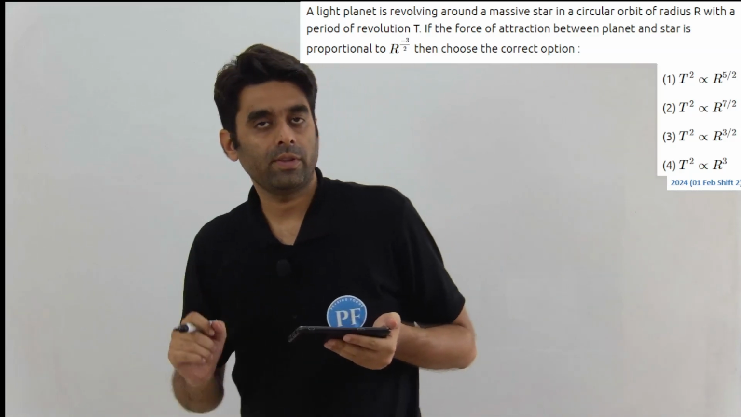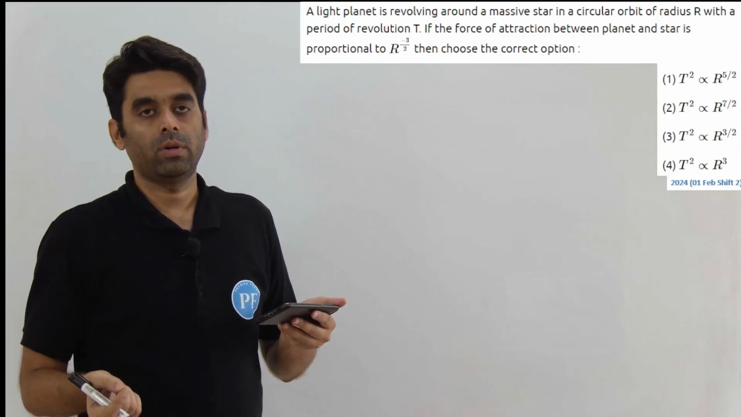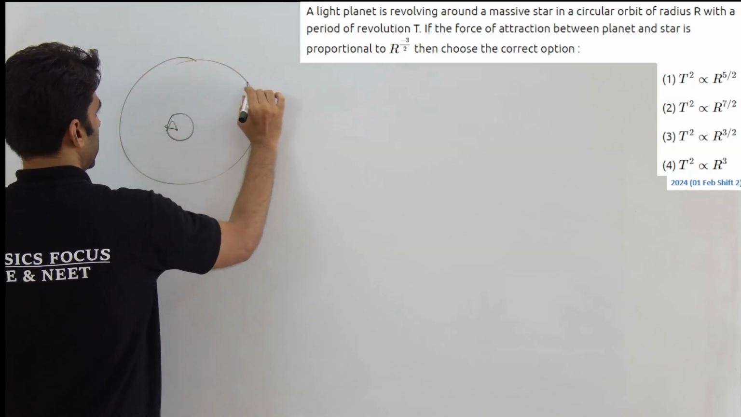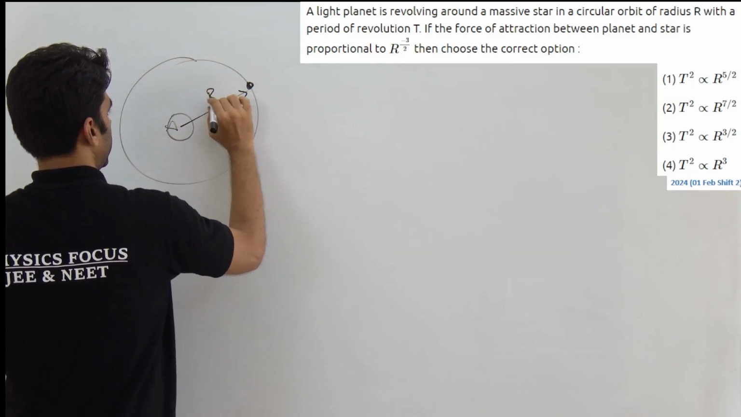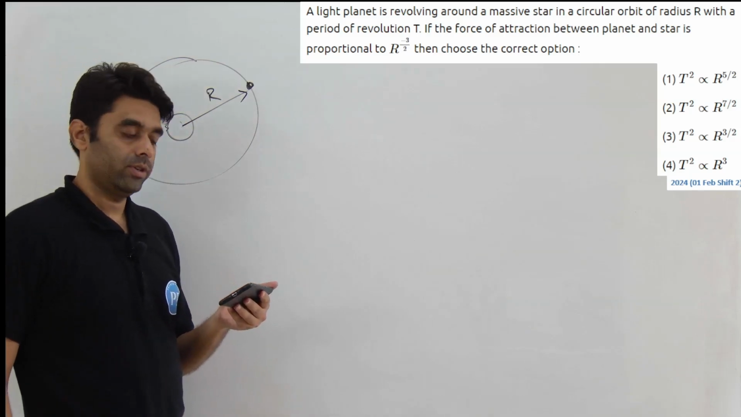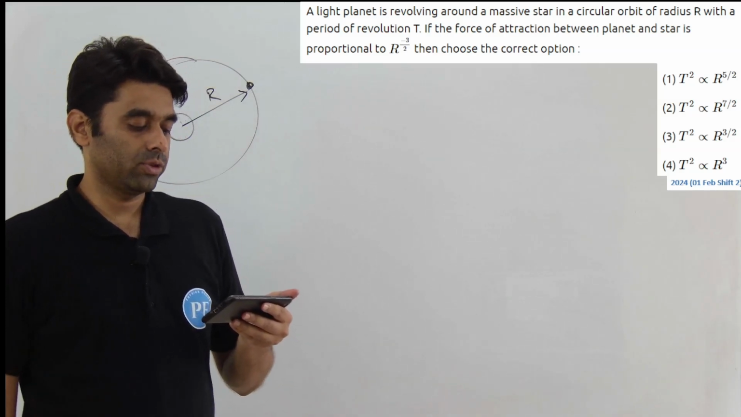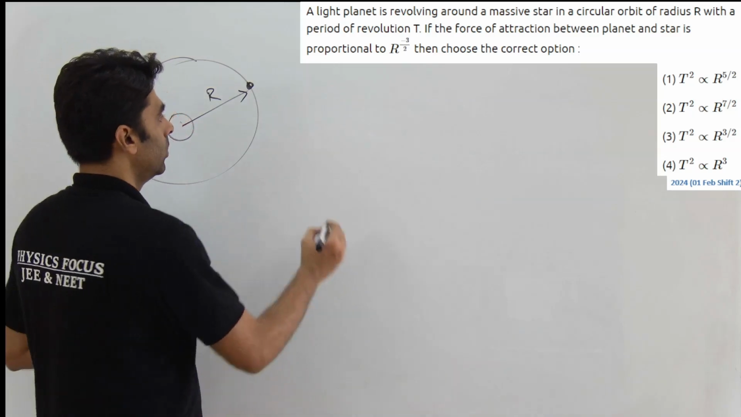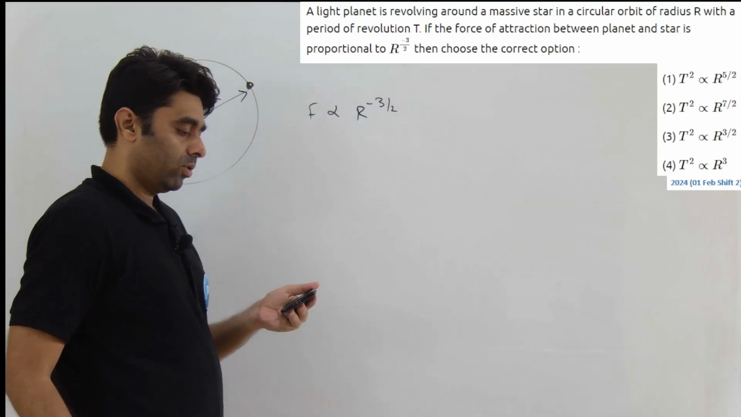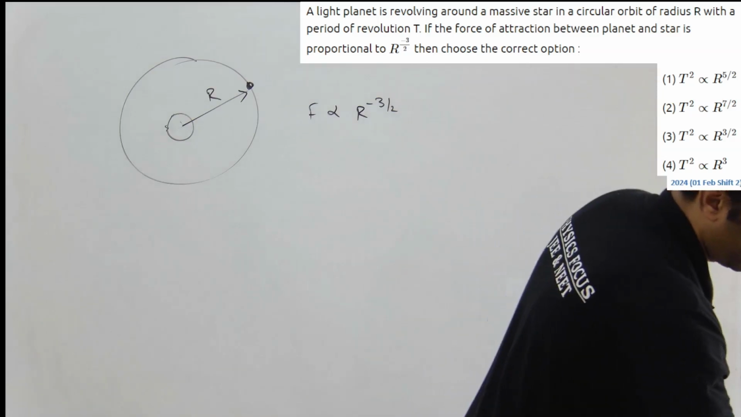So the question that we have says a light planet is revolving around a massive star in a circular orbit of radius r. Fine. So let's say a light planet is moving in a circular orbit of radius r with a time period of revolution T. If the force of attraction between planet and star is proportional to r power minus 3 by 2, then the correct option is, they are asking us the proportionality for time period.